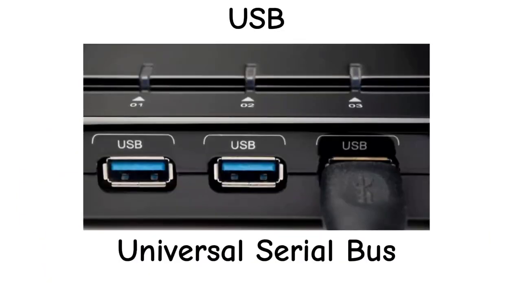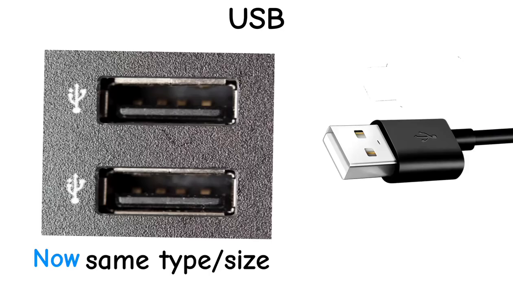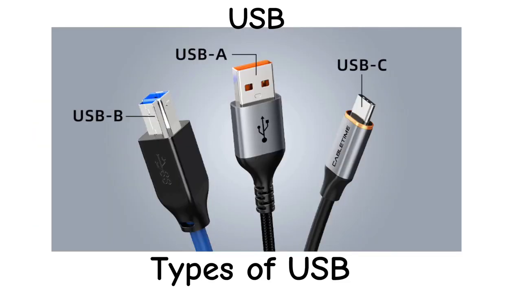USB, or Universal Serial Bus, is the most common interface for connecting many devices, such as keyboards, printers, and flash drives. It was created to become the universal interface for simplifying things, because back then, every device had its own connector, which made everything messy and confusing. That's why USB was introduced, and it showed up in three main shapes: Type A, Type B, and Type C.